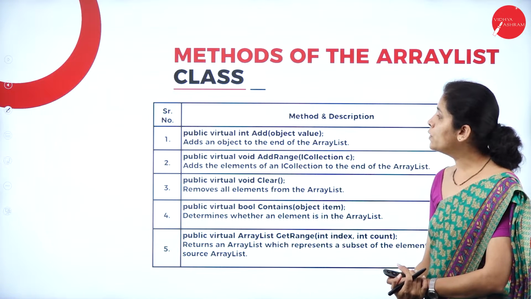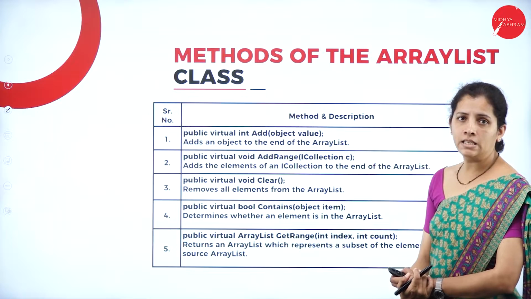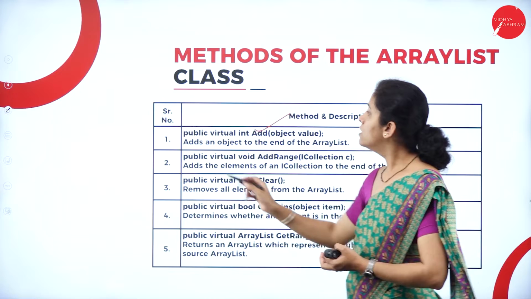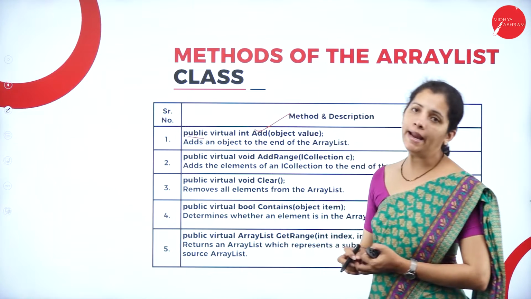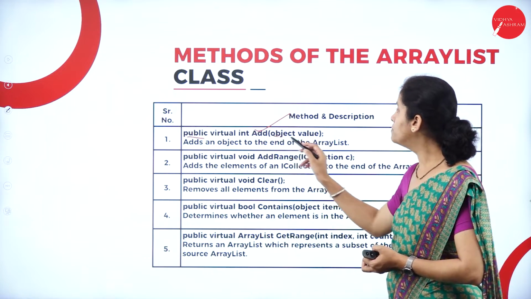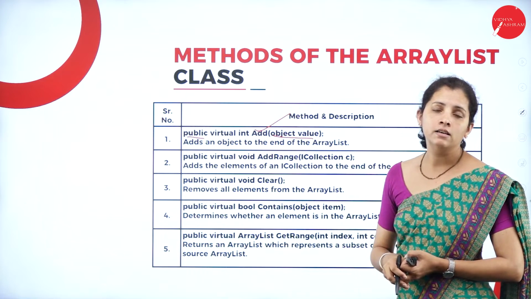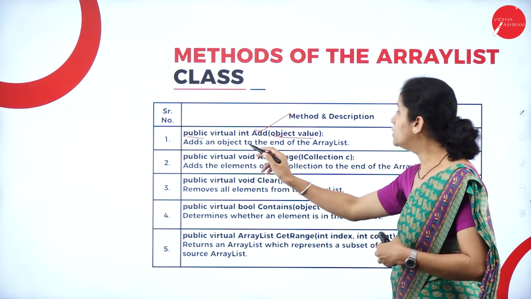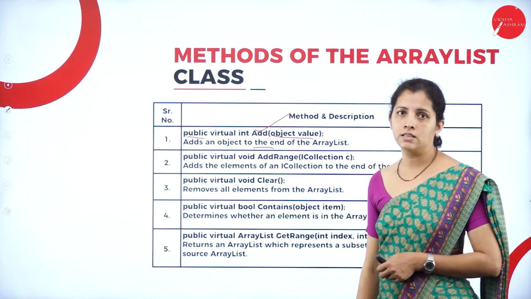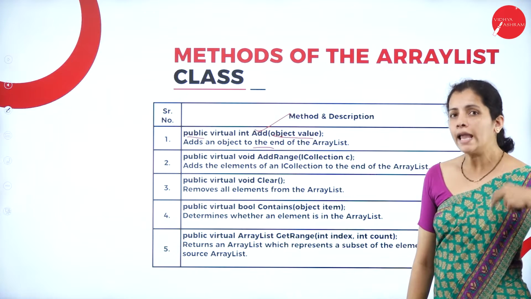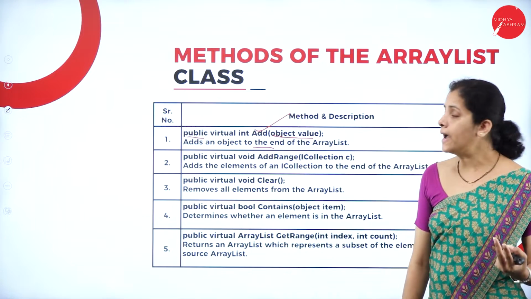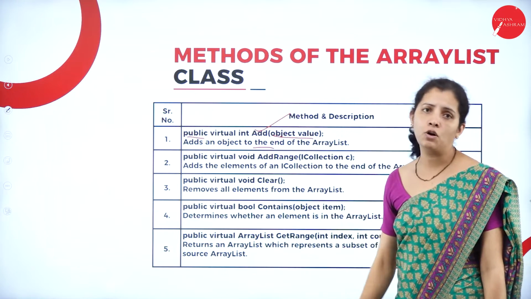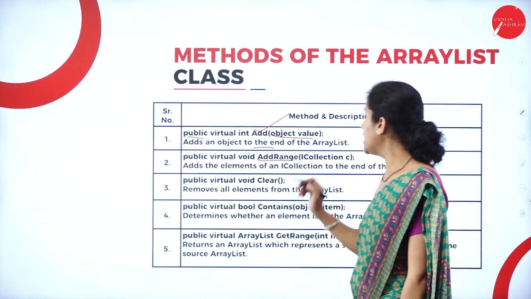Along with that, I am going to have some methods. So what is my method here? Add. Public virtual int Add(object value). Add is responsible for adding an object to the end of the array list. Suppose I want to add a new object to my existing array list, then I can use the method called Add.